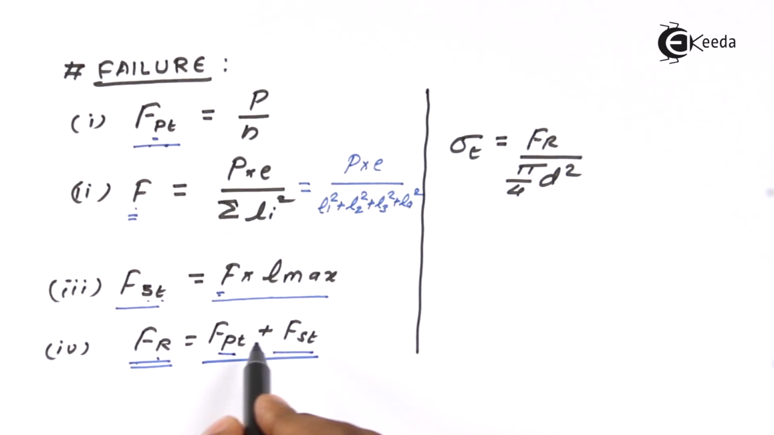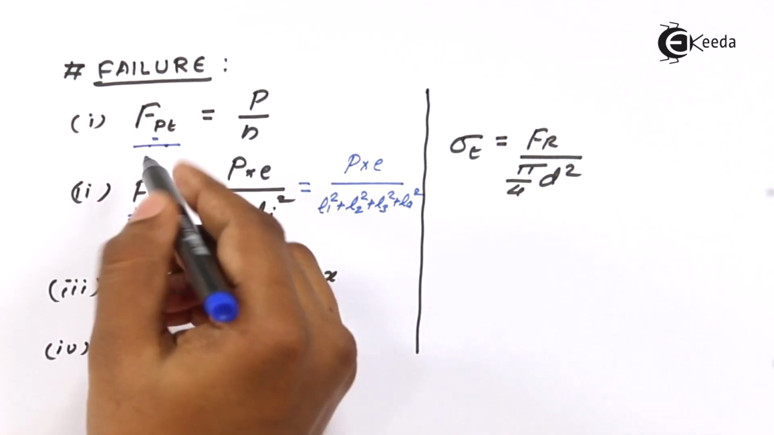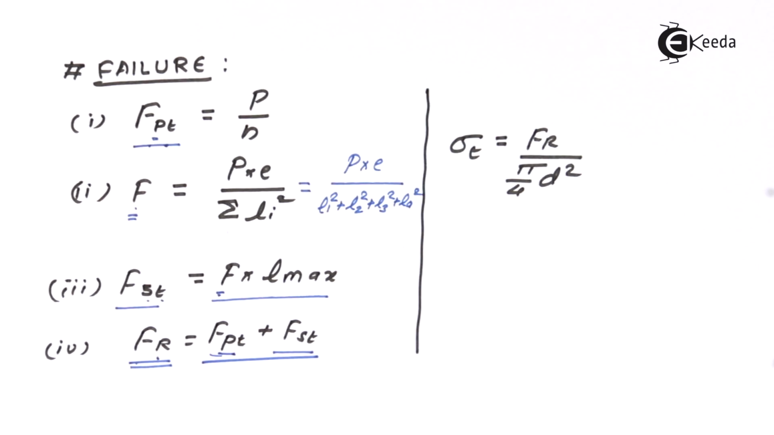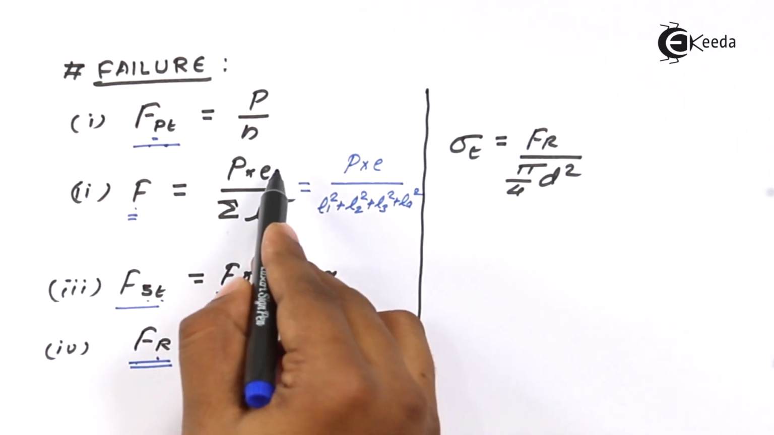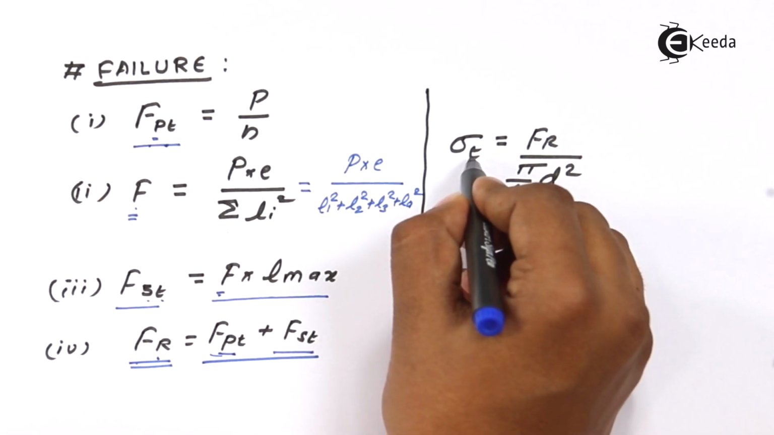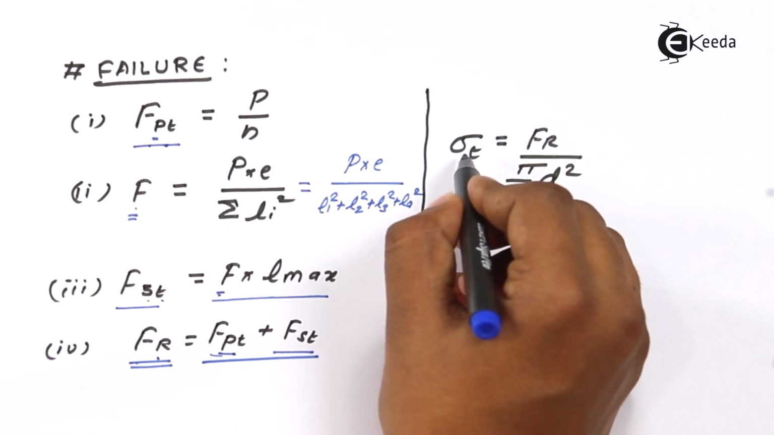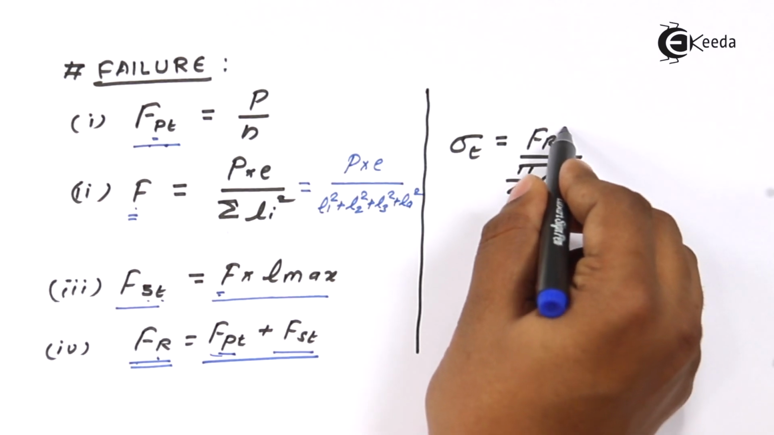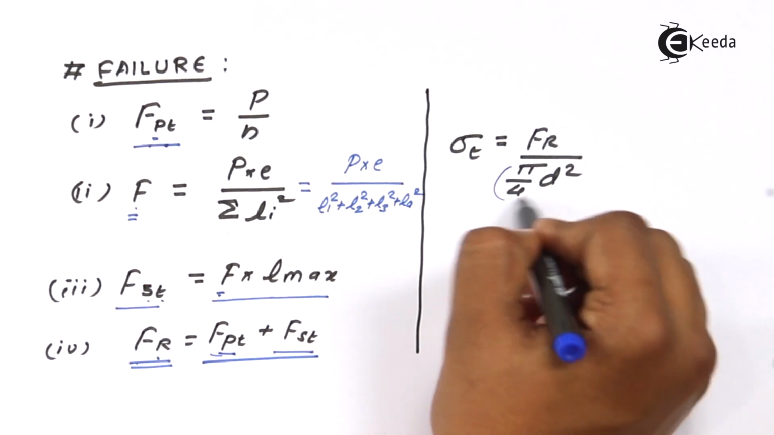Let me quickly remind you that primary tensile force is just because of the same direction of actual force acting in the direction of the bolts. So that's the primary one, and secondary one is because of the tilting effect that's happening because of the eccentricity. So the tensile stress in this case, which is the only possibility in this case, will be given by the resultant force divided by area of cross section.